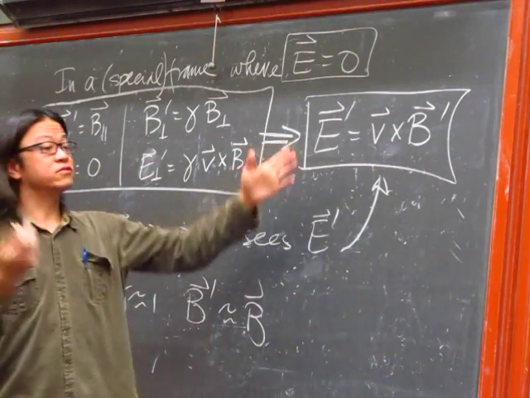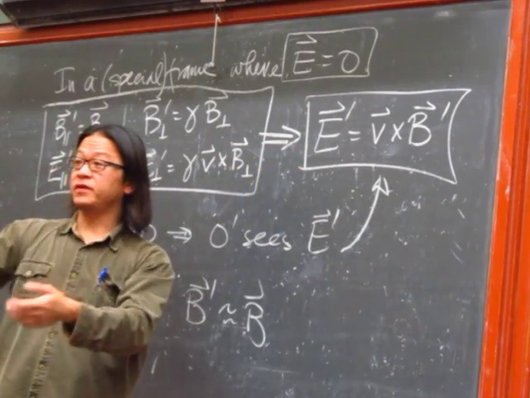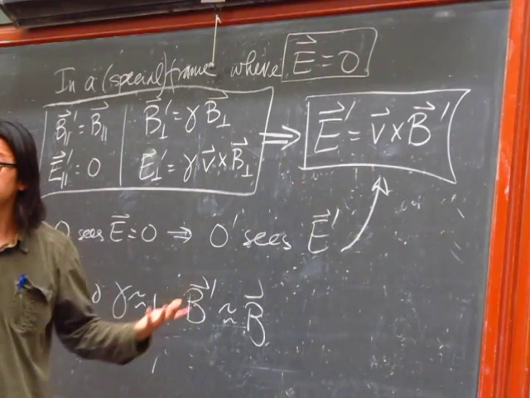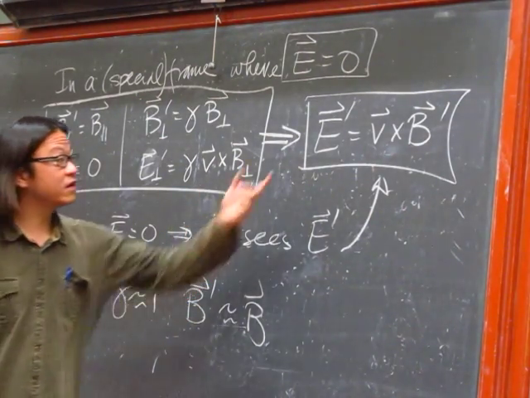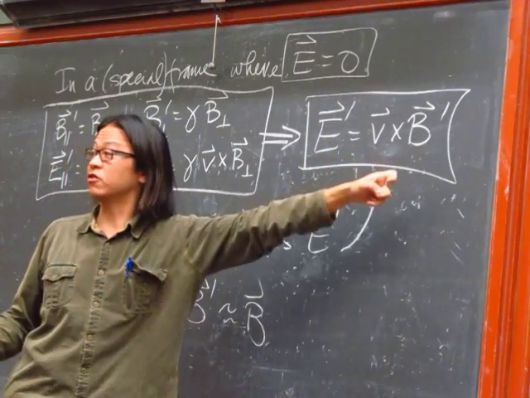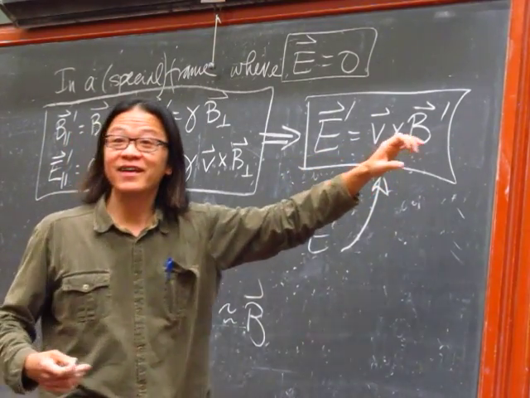So if I measure B, Charlie would measure B also, approximately, right? But since Charlie is moving, he measures an electric field, that's just V cross B. Okay?